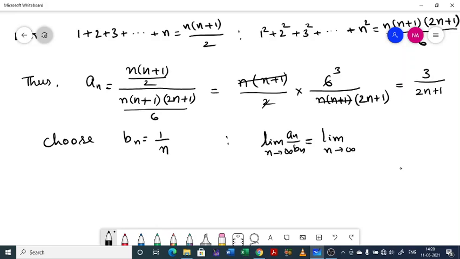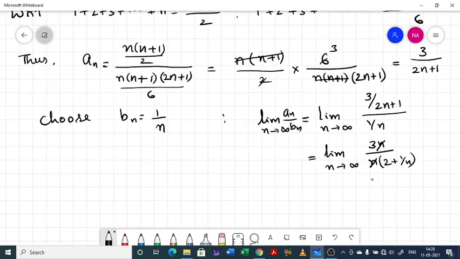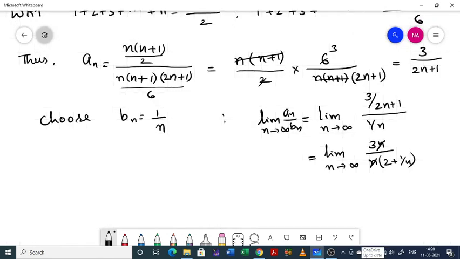Limit an by bn as n tends to infinity will be limit as n tends to infinity 3 by 2n plus 1 divided by 1 by n, that is 3n divided by 2n plus 1. Taking n outside, 2 plus 1 by n. Now as n tends to infinity it will be 3 by 2, a non-zero finite number.